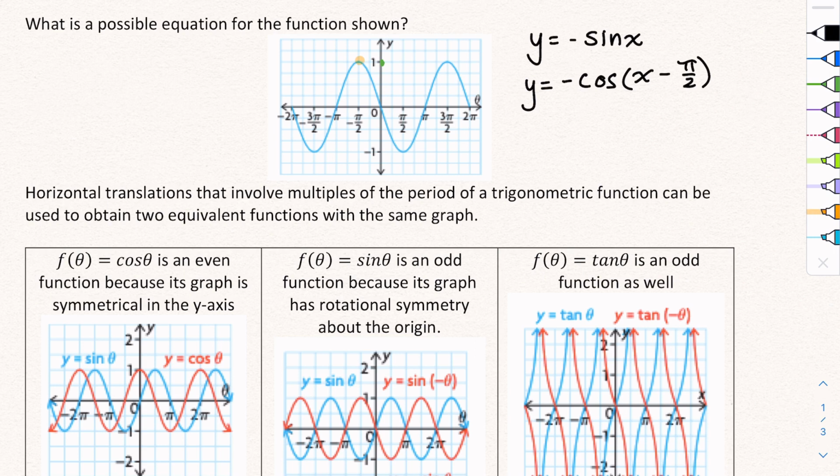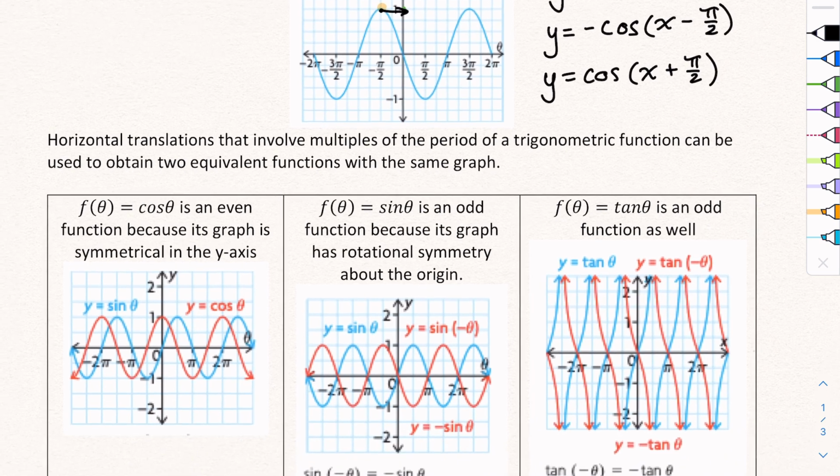Now I can also use this point here to describe my function. So it would be a cosine function, however, it has been shifted from 0, 1 to negative pi over 2, 1. So what is the phase shift here? What would I have to do to get it back to its original place? Well, this would then be y equals cos, and then x plus pi over 2. So we can use horizontal translations that involve multiples of the period of a trig function, and they can be used to obtain two equivalent functions with the same graph.